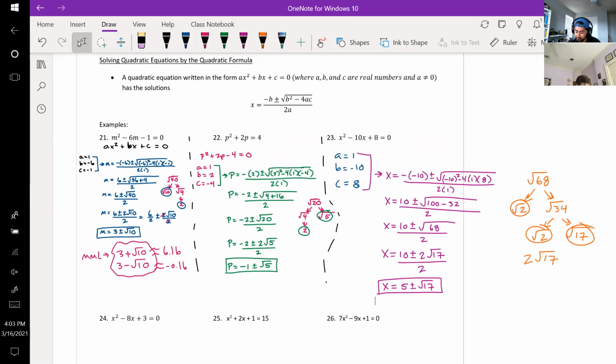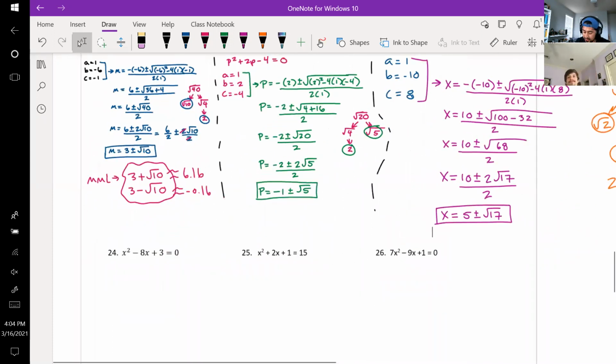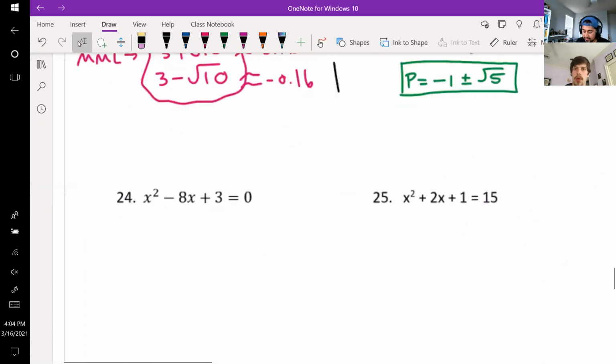All right. Any questions on those three? No, sir. All right. I mean, if you label everything and plug them in, follow the formula, you're going to be just fine. Which means let's keep going. Last three.